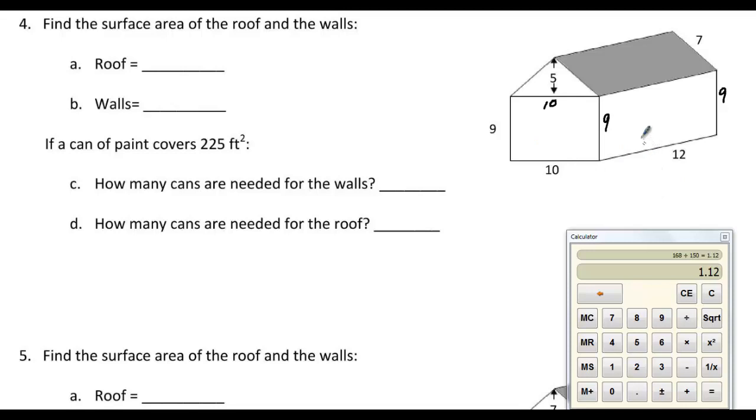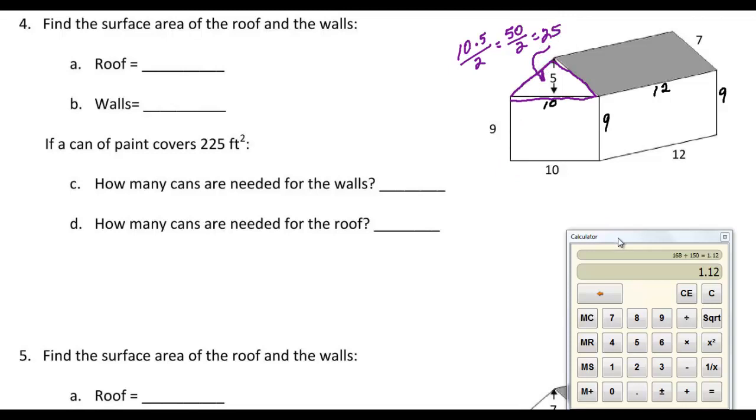Those are all 9s. And when I do the roof, I know that my base is 12 here, so this piece of roof is also 12. So I'm going to have 12 by 7. Now I can go through and break down this end of the house. This end of the house has both a triangle and a rectangle. So I'm going to do the triangle first. 10 times 5 divided by 2. Triangle is always base times height divided by 2. So 50 divided by 2 is 25.